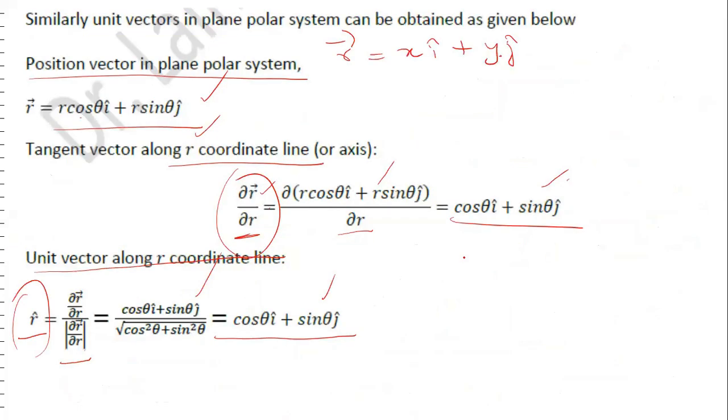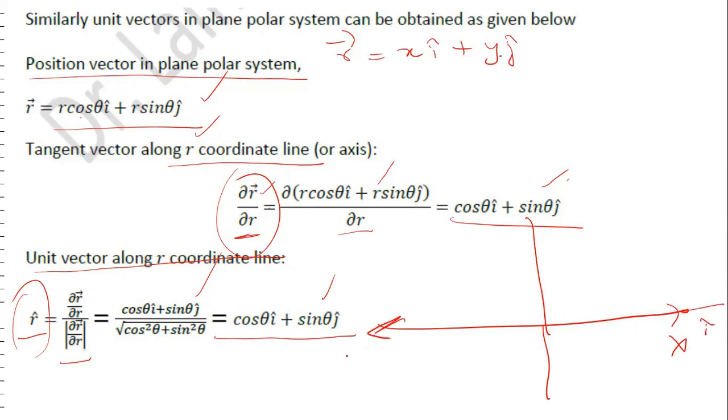So what is the difference here? In a 2D Cartesian system, your x coordinate line is a straight line. Along this you have the positive x-axis. Along this you have the negative x-axis. Along this you have the positive y-axis. The direction is defined by j cap. Along this you have the negative y-axis. The direction is defined by minus j cap. So the x-axis is a straight line. The y-axis is also a straight line.